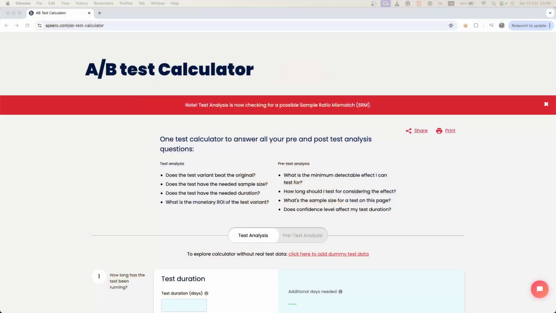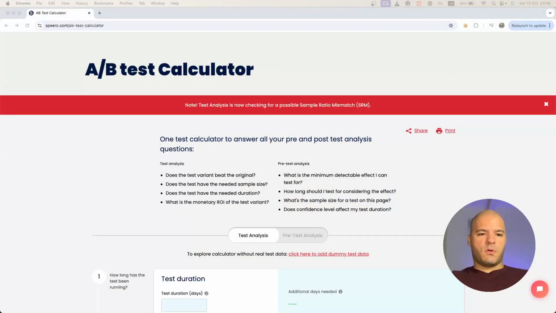So let's take a look at how we could possibly avoid those mistakes. It's not that difficult, but of course it does take detaching from the personal feeling about those ideas and properly assessing whether the idea can be run or not. So if we take a look here on the Sparrow website, we have the A/B test calculator.